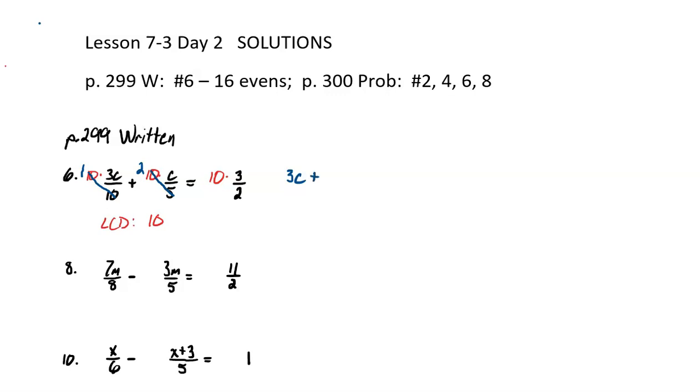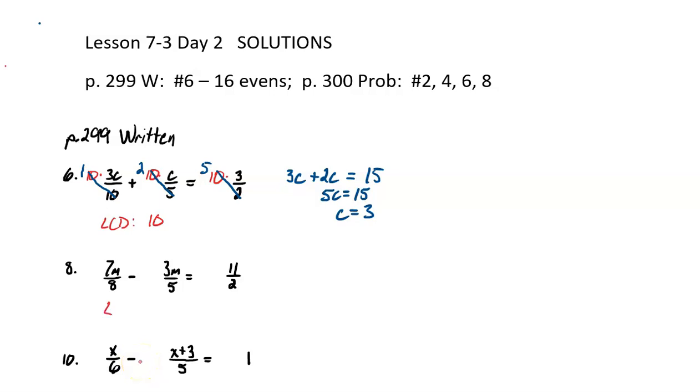This makes plus 2c. And at the end, 10 divided by 2 makes 5. 5 times 3 is 15. This equation has no fractions in it. 3c plus 2c is 5c. And so c is equal to 3.